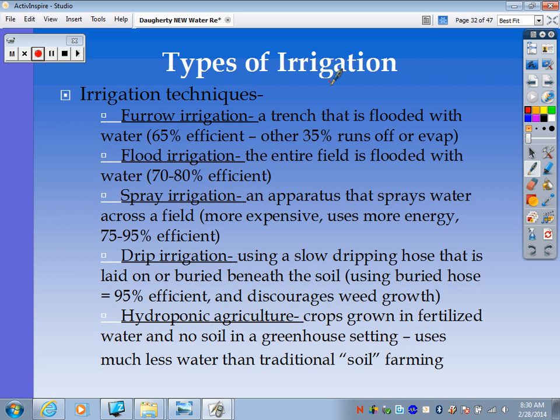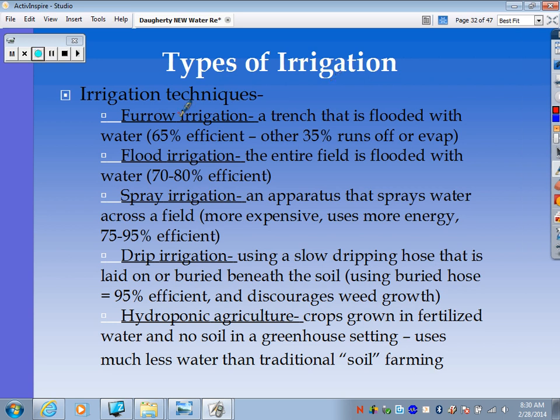Okay, the different types of irrigation for farming. You can do what's called furrow irrigation. This is going to be the least efficient, and that's where you have a trench that is flooded with water. Flood irrigation is where the entire field is flooded with water as well. So this is a trench versus the entire field being flooded. The flood one's a little bit more efficient.